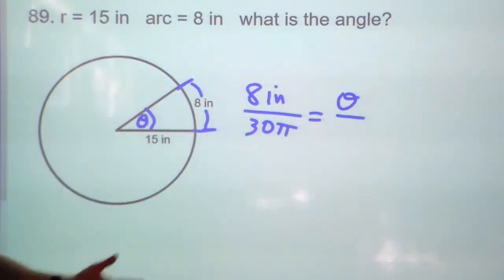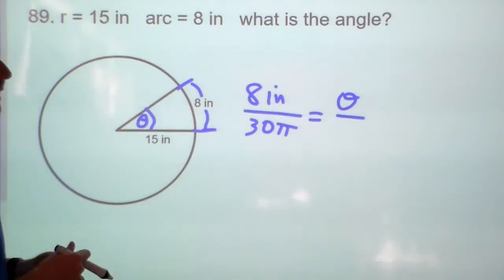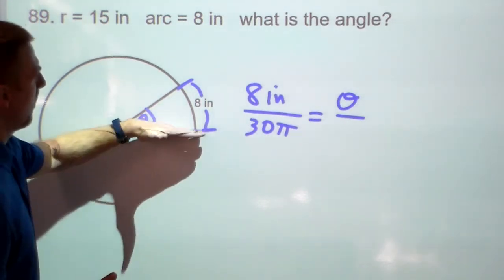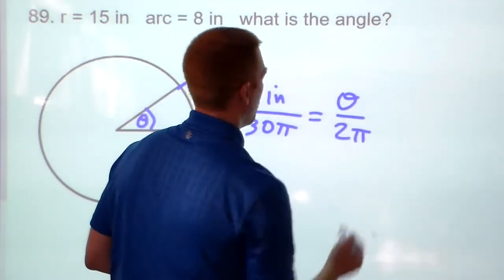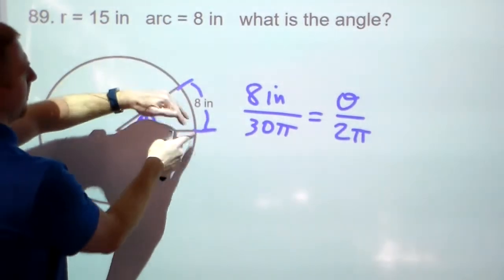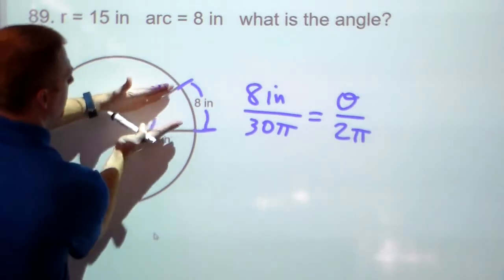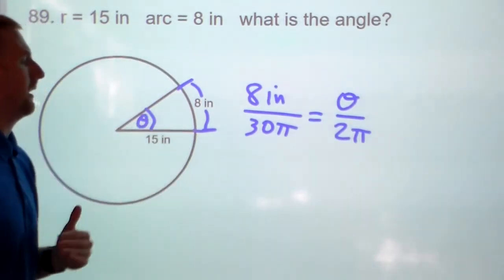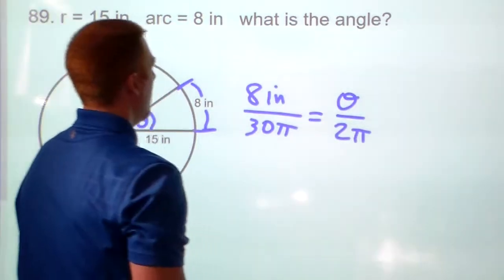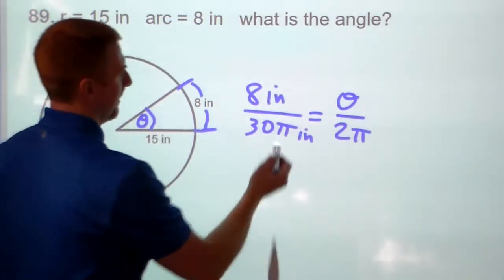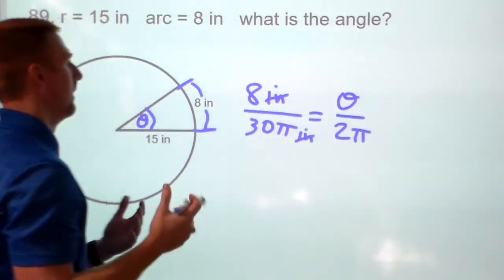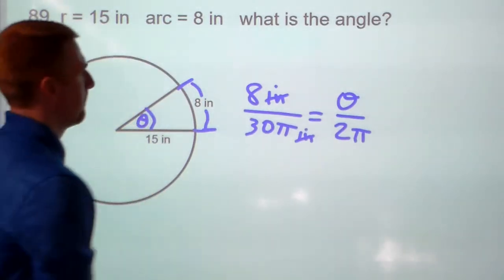Now I want to keep this in radians because I've got pi involved. So the whole circle is 2 pi radians. So one more time, an 8-inch section of the entire circumference, and this angle out of the entire 2 pi radians. That's my proportion. Before I begin, I probably should go ahead and put inches right here because circumference is also in inches, and really that goes away immediately, so we don't really need to worry about that.